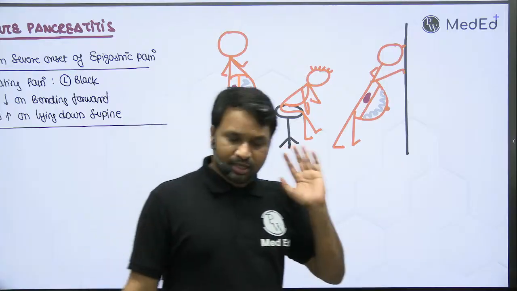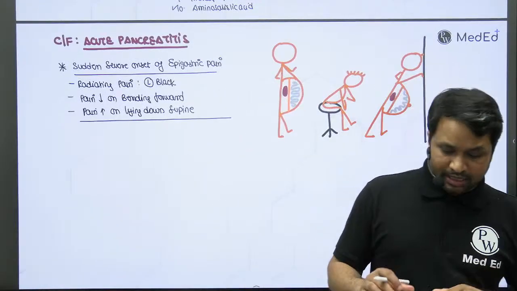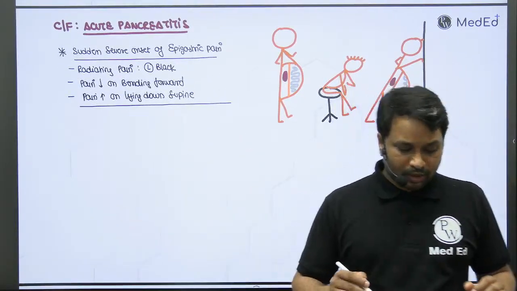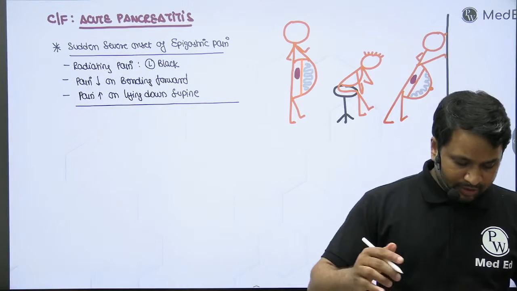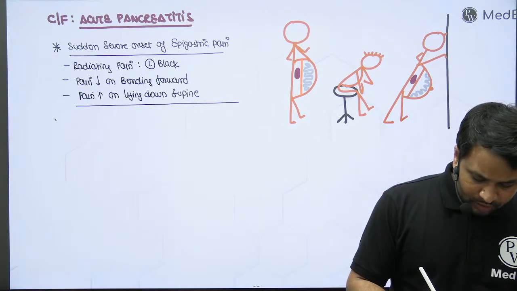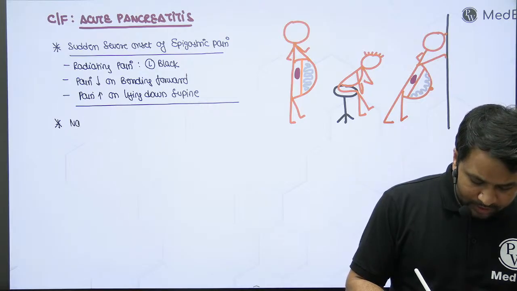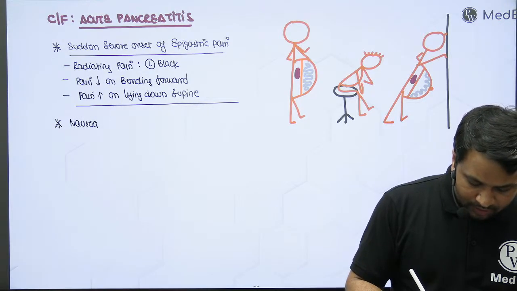On an inflamed gland, if you exert more pressure, the component of pain increases. So the patient says, sir, I am fine bending or leaning forward. I would not like to lie down supine. So that's the first thing that you will notice in these patients, that is going to be with respect to pain. Now these patients will also be associated with nausea and vomiting.